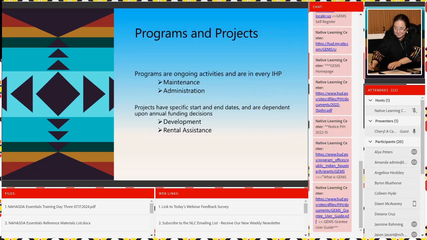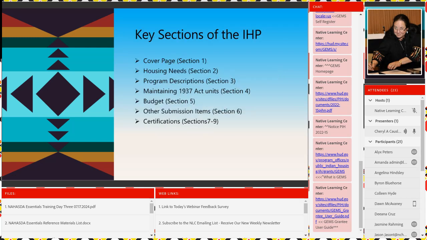So what's the difference when you're doing your IHP and your APR between a program and a project? A program is an ongoing activity. They're in every IHP. They're your maintenance, they're your admin. Projects have start and end dates. They're dependent upon your annual funding decision. How much development are we going to do? How much rental assistance are we going to provide?